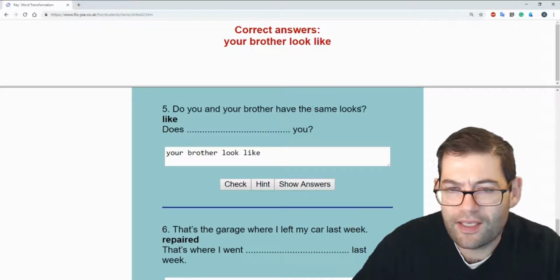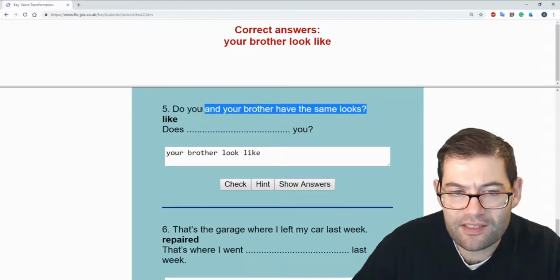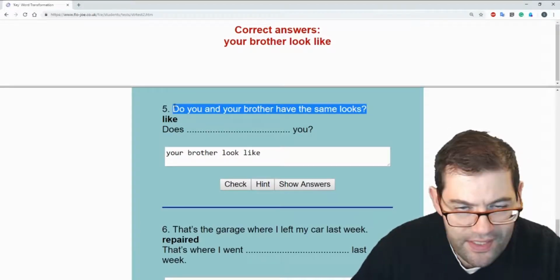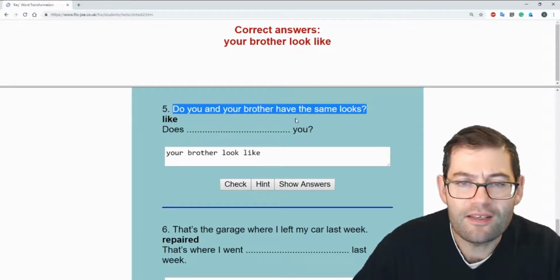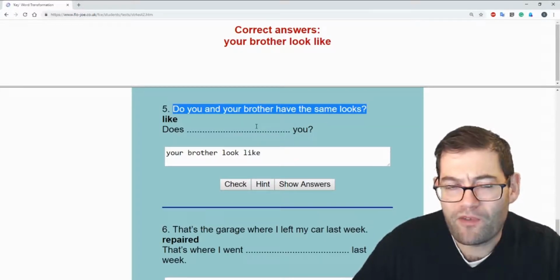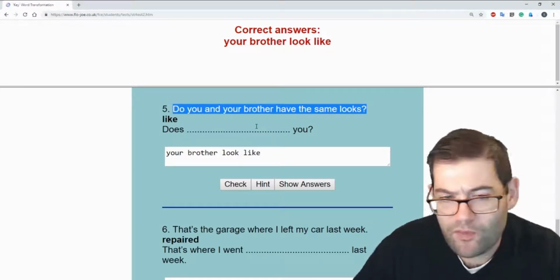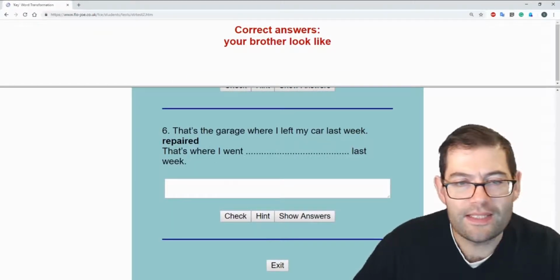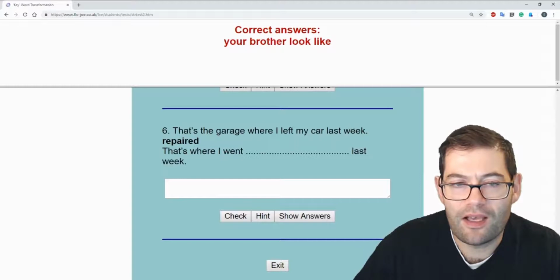And so, even though this is an example sentence, I wouldn't recommend saying this in the oral exam or in the writing exam. It's rather clumsy. Everyone normally says, does your brother look like you? So, question number 5, a bit of an odd question, but let's move on to our last question, question number 6. That's the garage where I left my car last week.